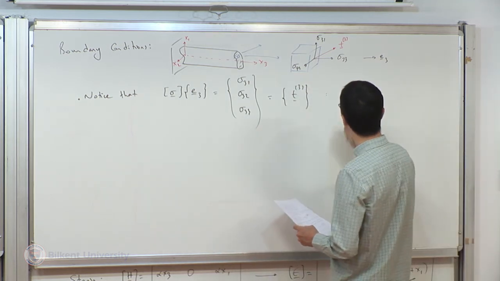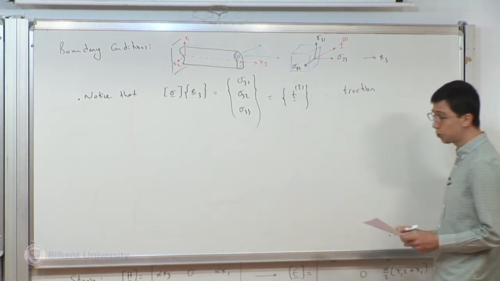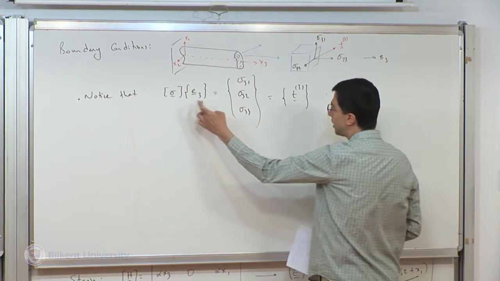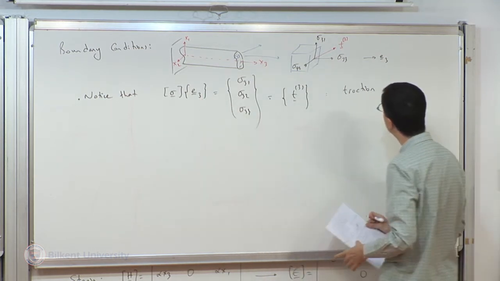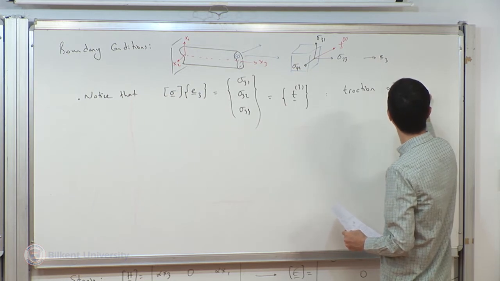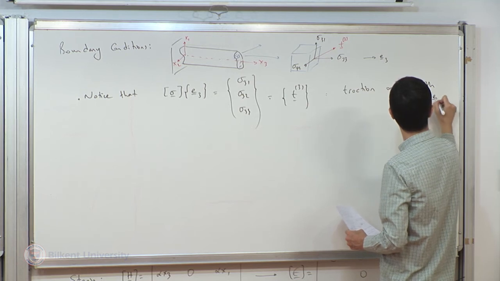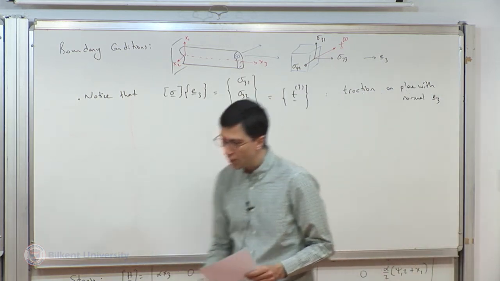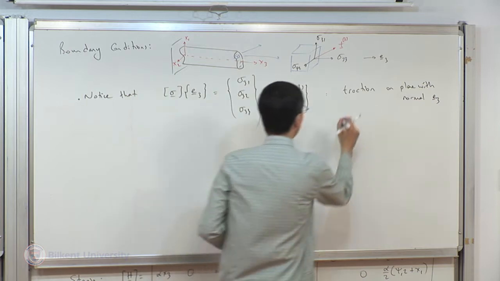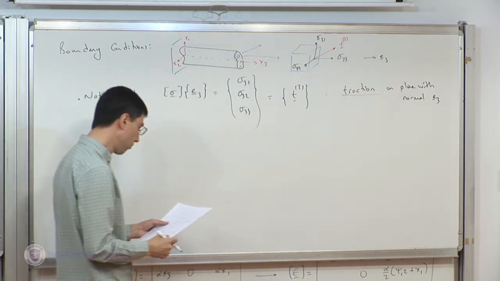And now this vector we will call the traction, okay? Stress times some unit direction. And in particular, it's the traction on the plane with normal E3, okay? So this is the first time we are seeing the traction vector, a traction vector.